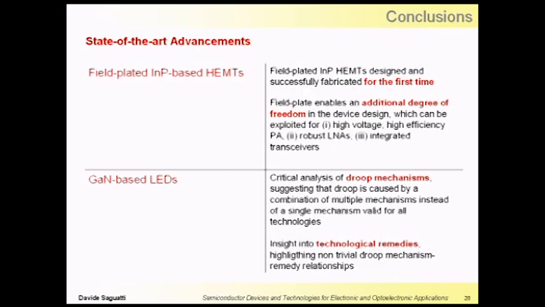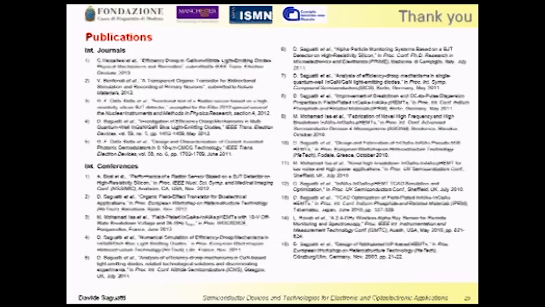To conclude the whole talk, this is the state-of-the-art advancement summary table for the two devices investigated. Field-plated HEMTs have been successfully designed and fabricated by means of two-dimensional hydrodynamic simulations for the first time. The field plate enables an additional degree of freedom in the device design, useful for designing high voltage and high efficiency PAs, robust LNAs and transceivers. As far as GaN-based LEDs are concerned, a critical analysis of droop mechanisms has been carried out, suggesting that droop is caused by a combination of multiple mechanisms and not a single mechanism valid for all technologies. An insight into technological remedies has also been performed, highlighting that non-trivial droop mechanism-remedy relationships are present. That's it. Thank you for your attention.